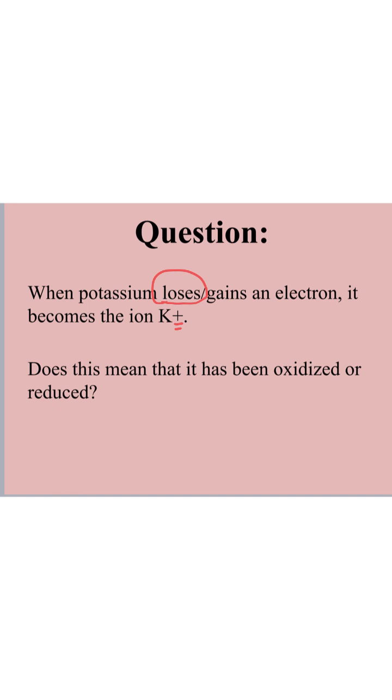So let's think about our little sayings. So I like OIL RIG. If I could spell, that might be beneficial. All right, so oxidation is losing, reduction is gaining. So is it losing or gaining? Well, it's losing electrons to become a positive ion, which means it is being oxidized.